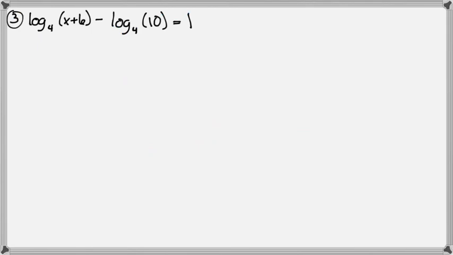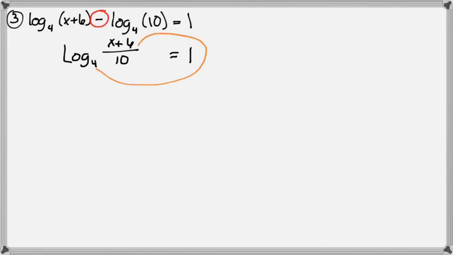So let's look at this next one. This one is being separated with a subtraction, so that means when we combine it, we're going to use division. So log base 4 of x plus 6 over 10 equals 1. We need to fish it to see what it is. 4 to the first is equal to x plus 6 over 10.